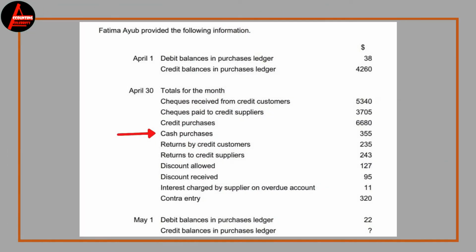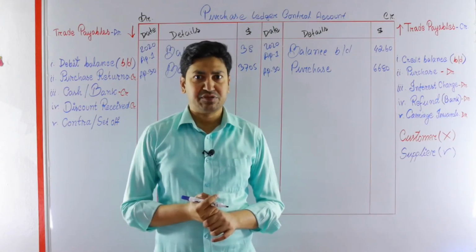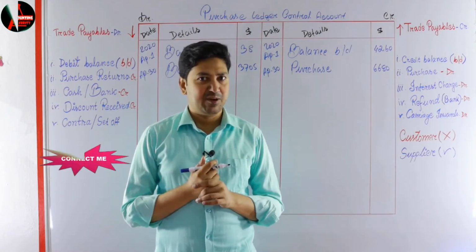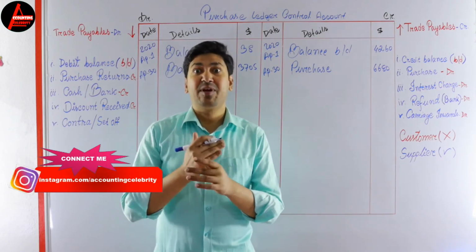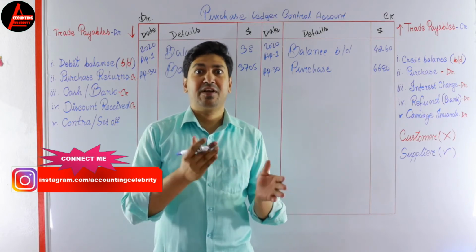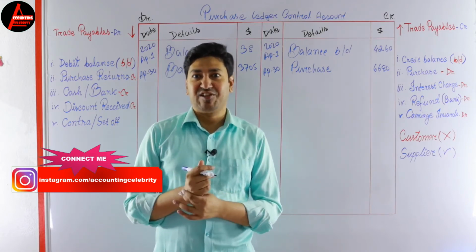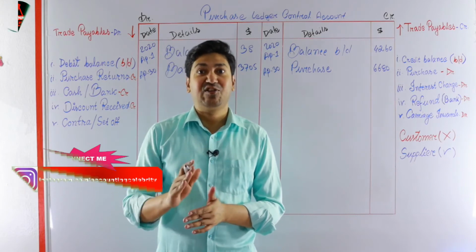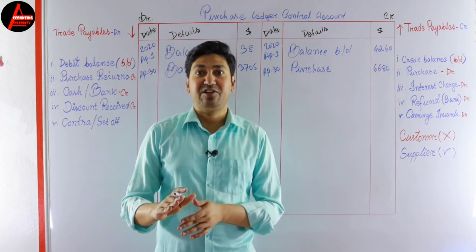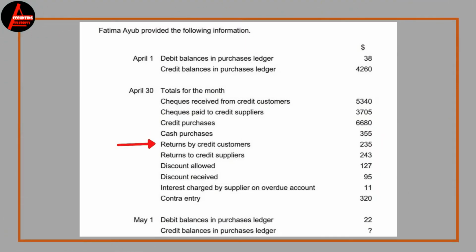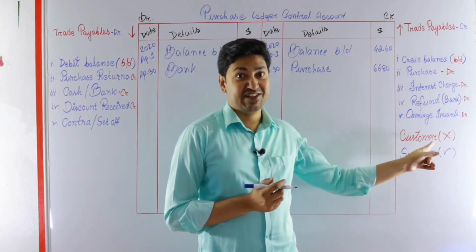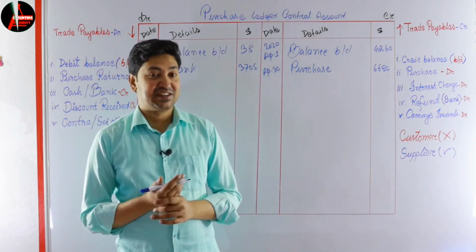Next one, it is cash purchase $355. What do you think? We'll record the cash purchase in this account? No, we never take cash purchase. I see many of you make this mistake. In the exam paper or test paper, you write cash purchase in a control account. It's a big mistake. Do not do it. Whenever you see this item in the question, just ignore it. Very good. Next one is refund by credit customer. Again customer, we know a customer's item will not come here. The extra items given in the question, no worries.